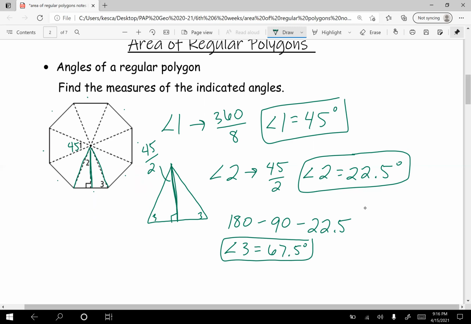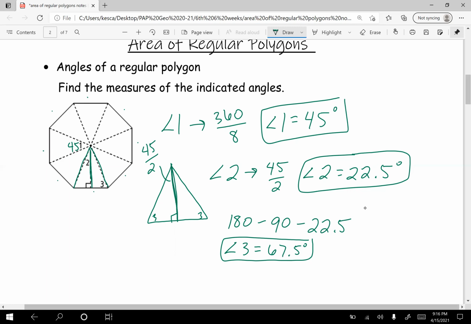Okay, and so this process that I've showed you, you're going to repeat this anytime you see this kind of problem and they're asking you to find these angles. You just do the same process. Angle 1 is like a central angle. You do 360 divided by the number of sides. To find angle 2, you're going to take that central angle and divide it by 2 because we're cutting it in half.